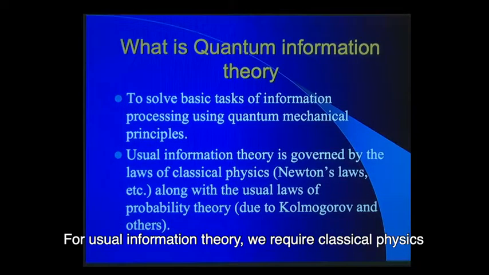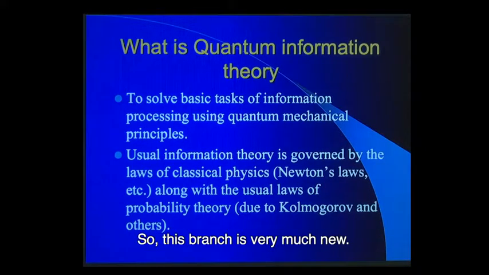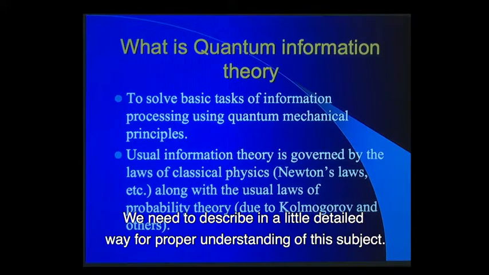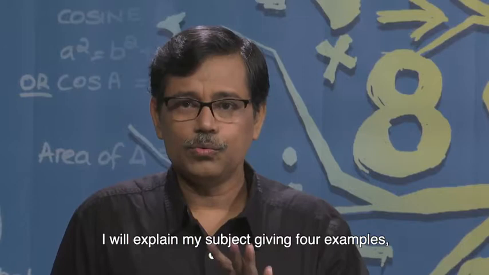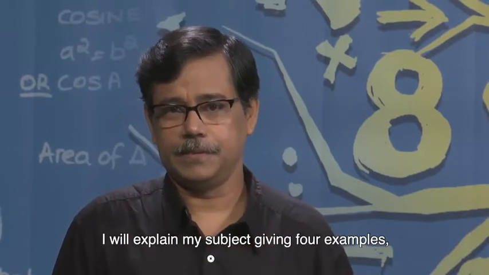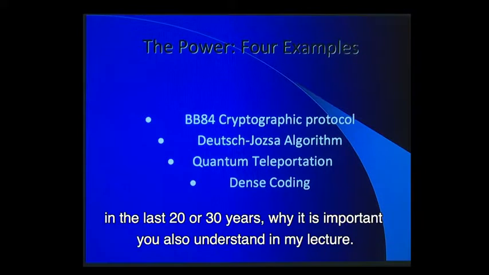For usual information theory, we require classical physics, where the mathematical theory is due to Kolmogorov and others. So, this branch is very much new. We need to describe it in a little detailed way for proper understanding of this subject. I will explain my subject giving 4 examples, so that you understand how this subject has developed in the last 20 or 30 years. Why it is important, you will also understand in my lecture.